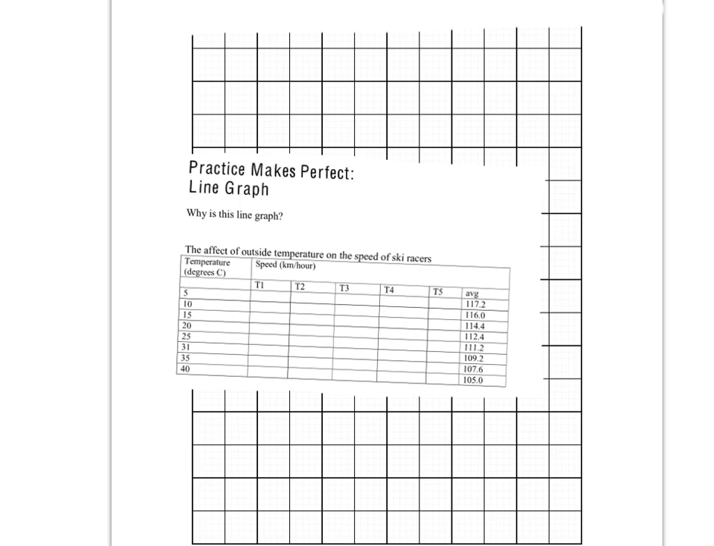All right, this is page 5 of your packet. It will have a handout that looks just like this. It says Practice Makes Perfect Line Graphs. Your handout's a little longer further down than mine. I cut this off so I could work on the screen. You also need a piece of graph paper.